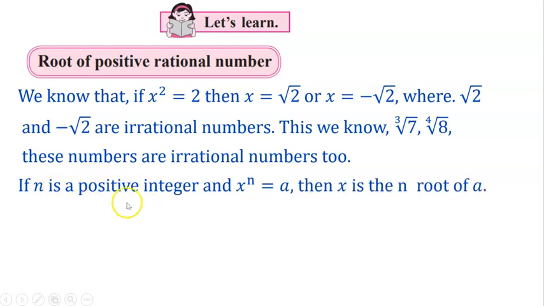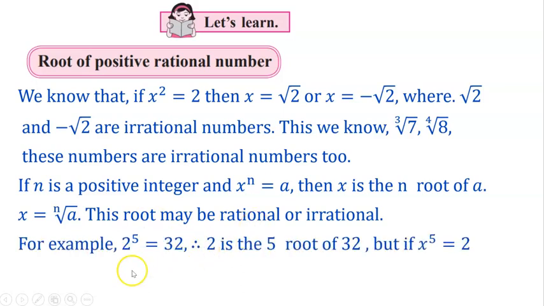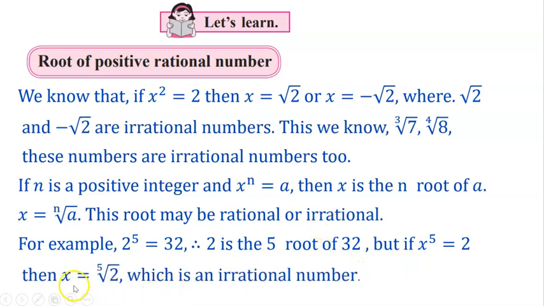If n is a positive integer and x raised to n is equal to a, then x is the nth root of a. That is, x is equal to nth root of a. This root may be rational or irrational. For example, 2 raised to 5 is equal to 32. Therefore, 2 is the fifth root of 32. But if x raised to 5 is equal to 2, then x is equal to fifth root of 2, which is an irrational number. Now surds.